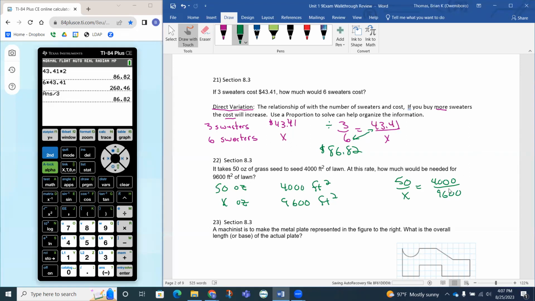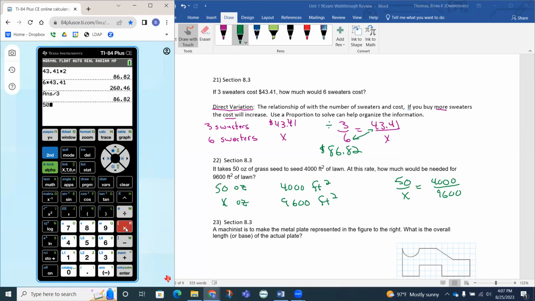So we're going to multiply the diagonal to start with. So 50 times 9,600. Then we're going to divide that by 4,000. Let's not do that just yet, though. I like to do that one at a time. So it looks correct. And then divide by 4,000. So it would be 120.